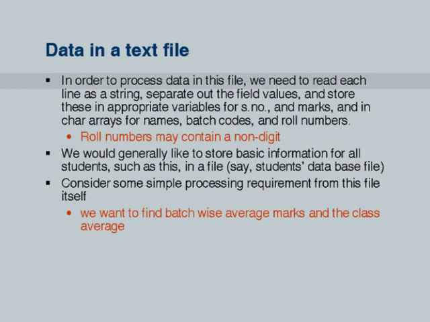Anyway, so in order to process the data in this file, I have created a file. It's called say input data.txt or whatever. I now need to read each line as a string, separate out the field values and store these in appropriate variables for serial number and marks and in character arrays for names, batch code and roll numbers.